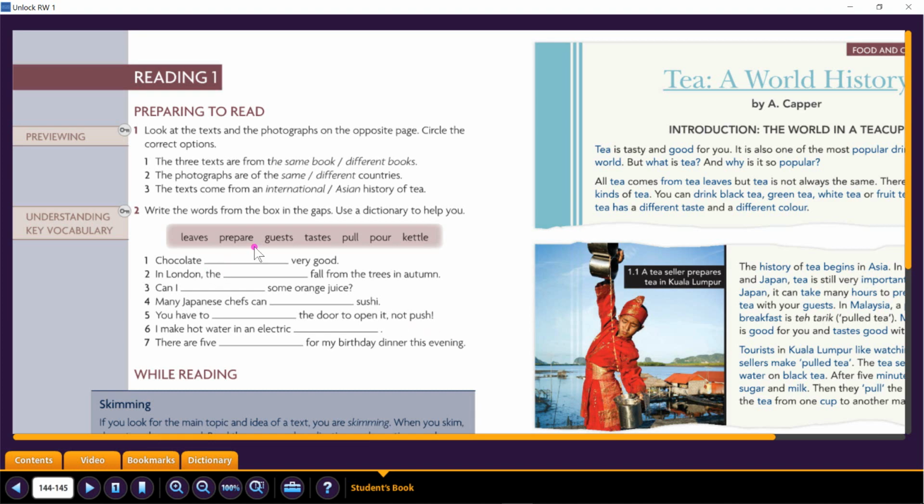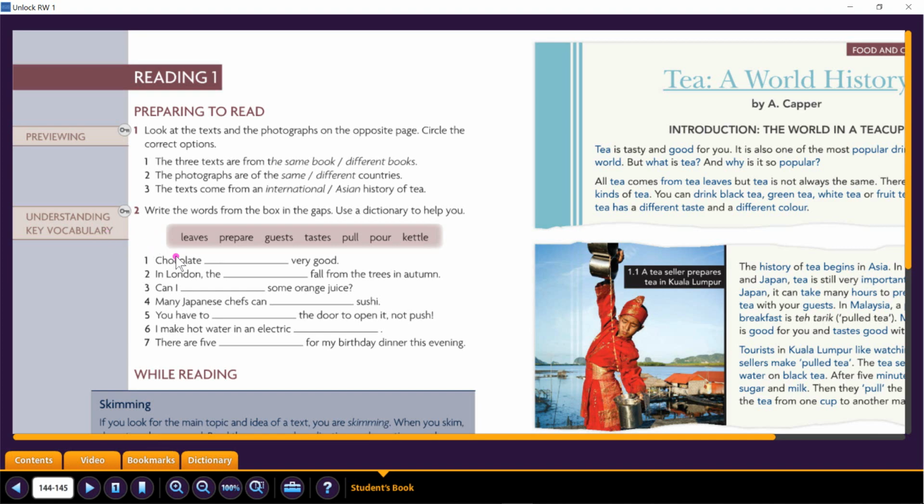Since we decoded the meaning of these different terms, we can answer the questions here. Please, ladies, take 3 to 5 minutes maximum to answer these 7 sentences, to write the correct words from the box. And then please come back again to see if your answers were correct or not.